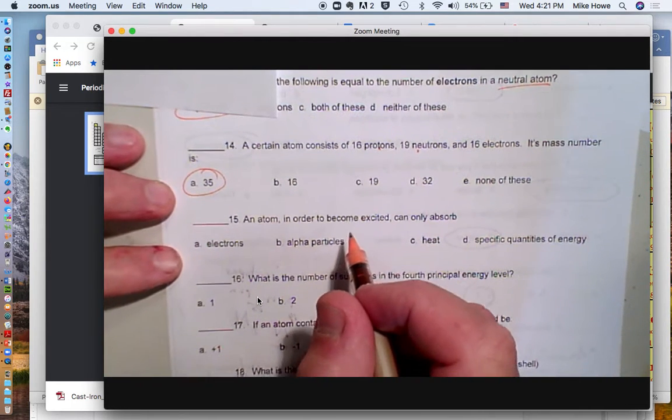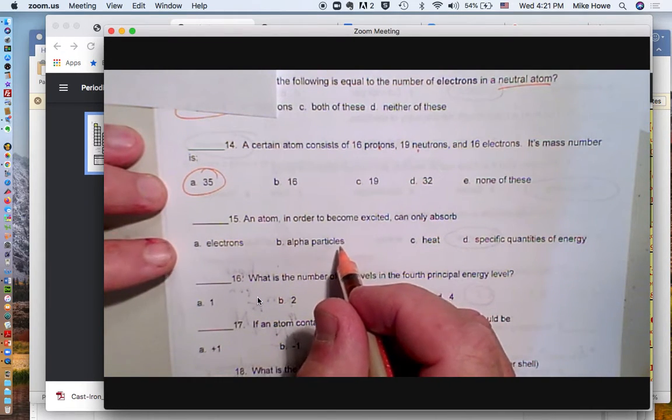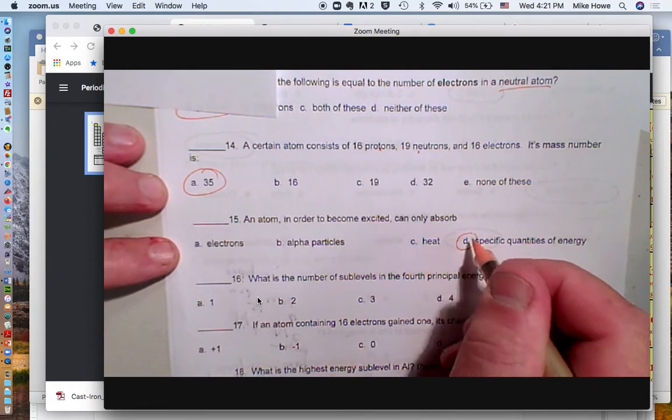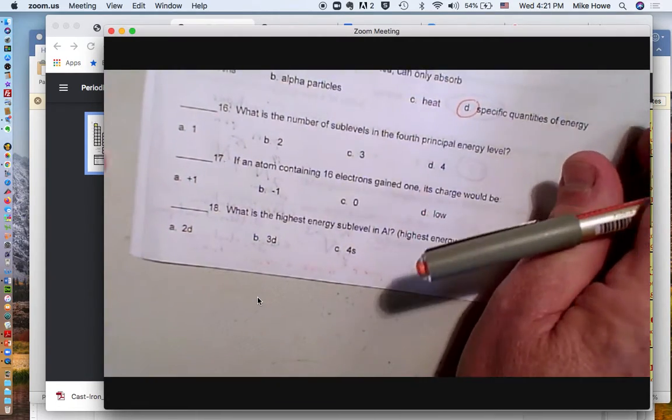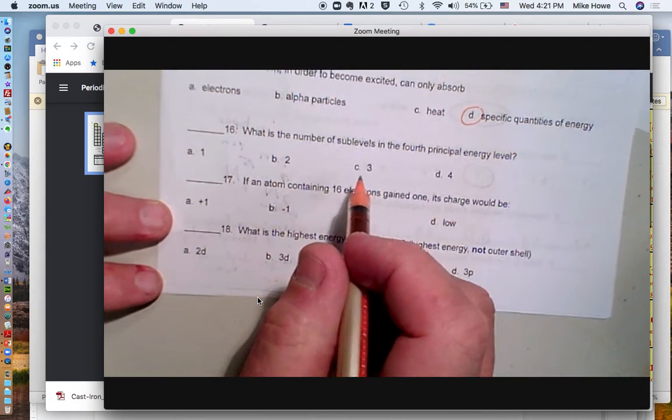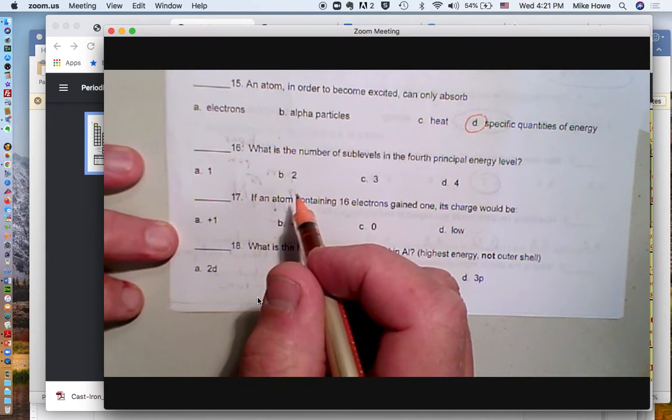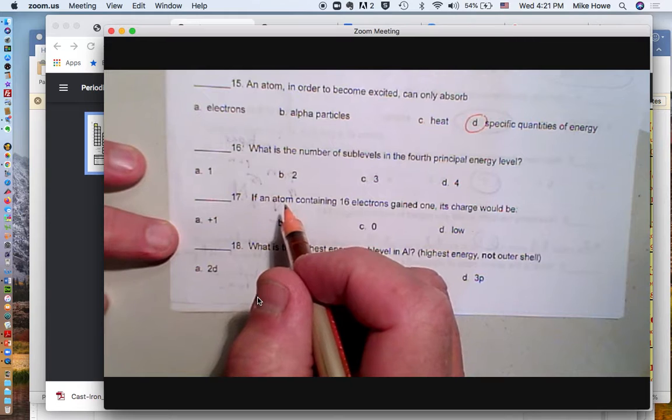Okay, an atom, in order to become excited, can absorb specific quantities of energy. So that's why only certain colors of light made the electron get excited in the little animation and also in the spectroscopy lab that we did.